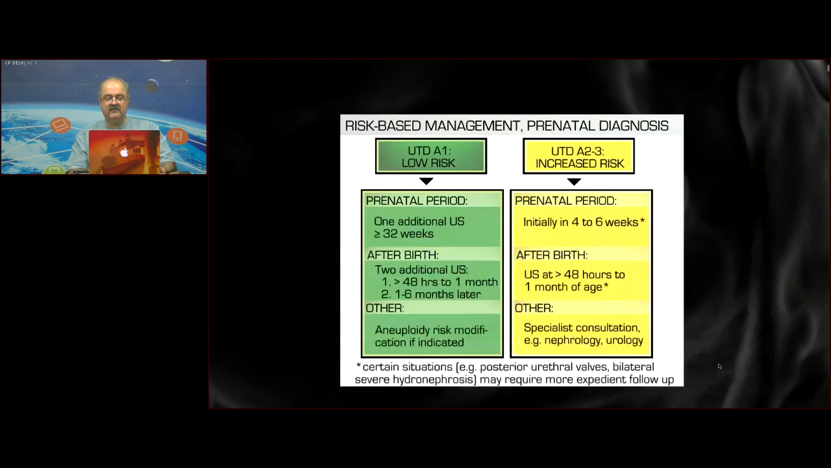So if you had a urinary tract dilatation A1, which is low risk, one additional ultrasound beyond 32 weeks, 2 scans at least 48 hours to a month after birth, at least 48 hours because we know that the kidneys don't function much for the first 48 hours. You might miss obstruction completely. So wait for 48 hours and preferably up to 1 week to a month. And then of course one about 6 months down the line.